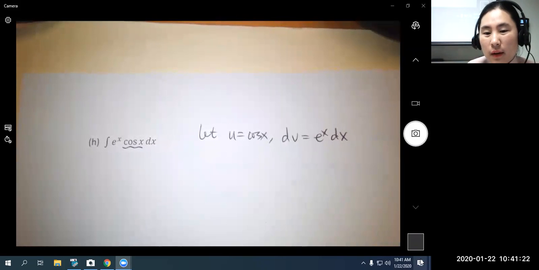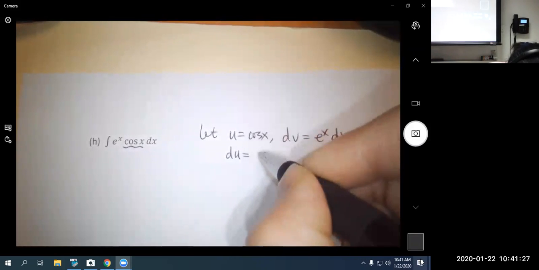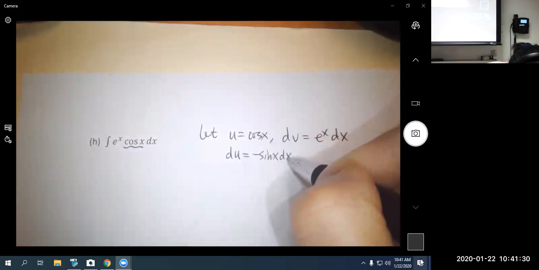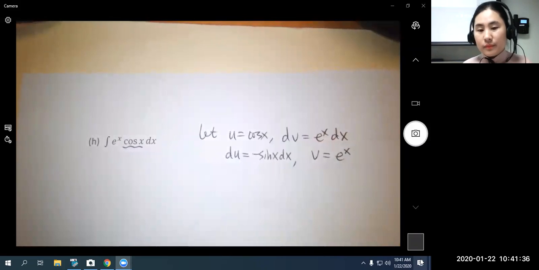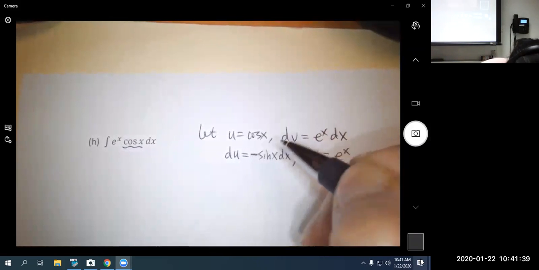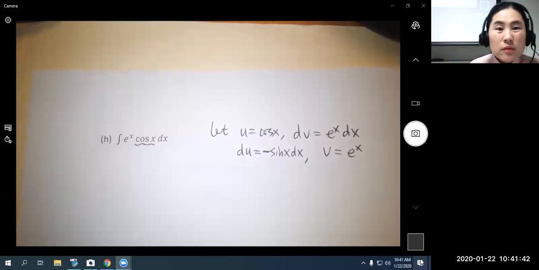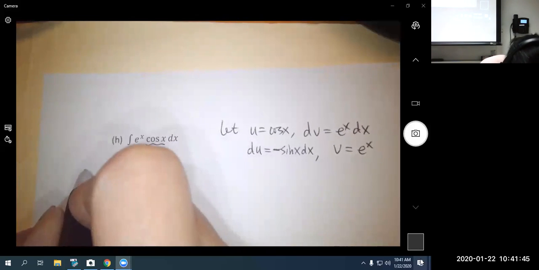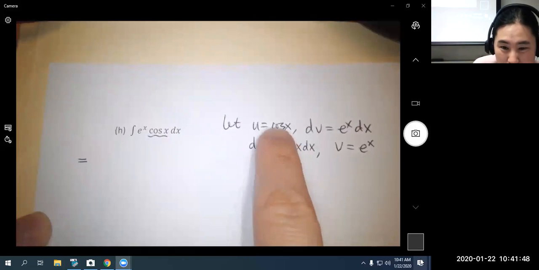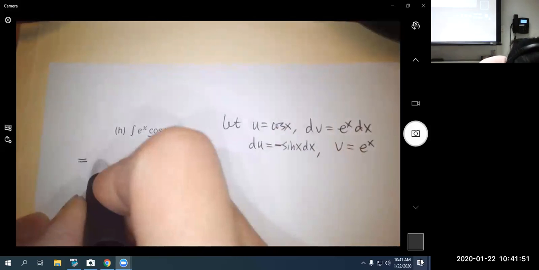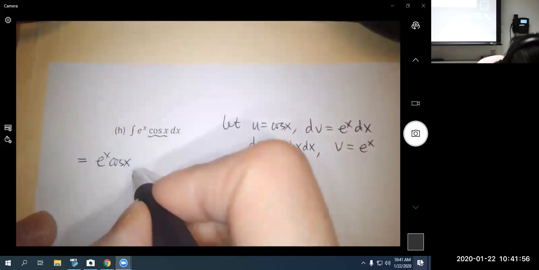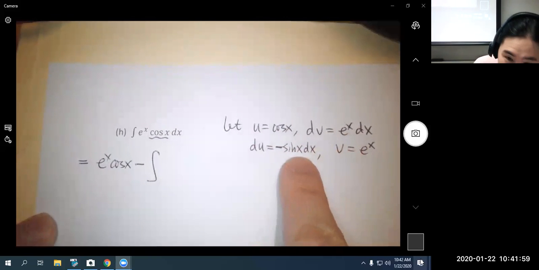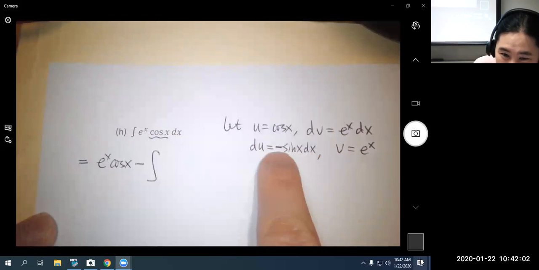Okay, all right, so what do we do now? du equals differentiate cosine, negative sin of x dx, and integrate e to the x, e to the x. You guys, this step, no problem, right? All right, so this equals integration by parts, u times v, which is e to the x cosine x. Cosine x times e to the x, it's the same thing. Minus v times du.